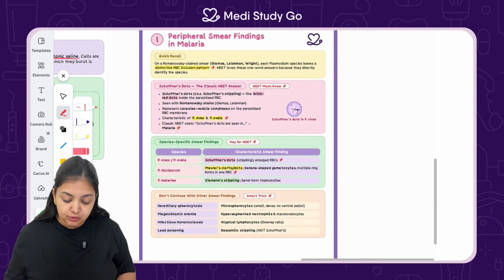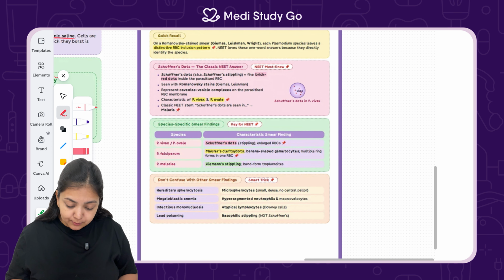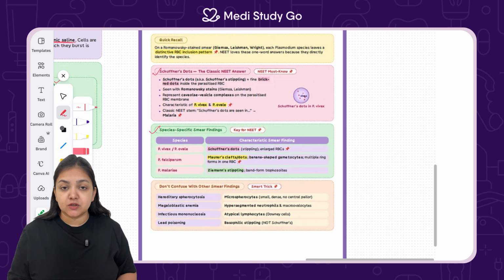Other than these things which you need to learn from the aspect of NEET, because if you are a NEET aspirant, only basic information is not going to help you. To solve some questions, you need to know what questions have been asked in this very topic in previous years. And for that, I would highly recommend you to log on to the app of MedStudyGo and check the beyond the mind maps notes. These notes contain several points which cover the previous year questions in the NEET exam from this topic. For example, you can read about Schuffner's dots, and even about some species-specific smear findings.